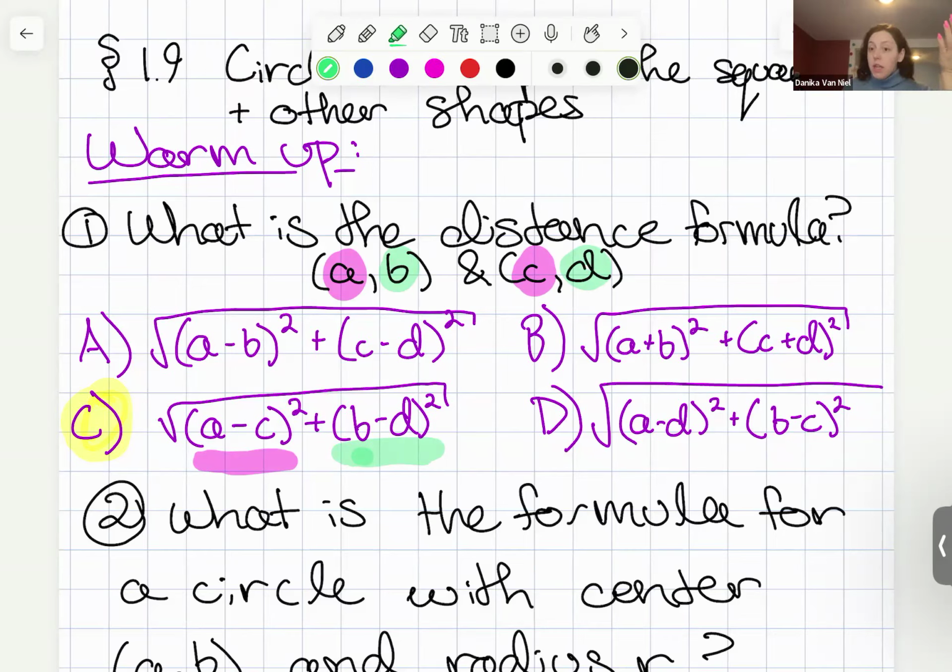You can always do a sanity check with 2 points that you know the distance. Like you could do a sanity check with 0, 1 and 0, 2. We know that's a distance of 1, because we haven't moved left or right at all. We've just moved up 1. So you could always do a sanity check with yourself like that and make sure that you're getting that answer.